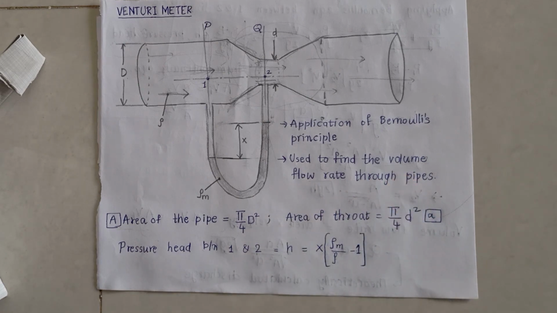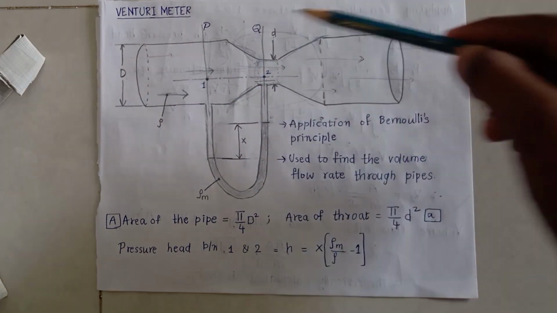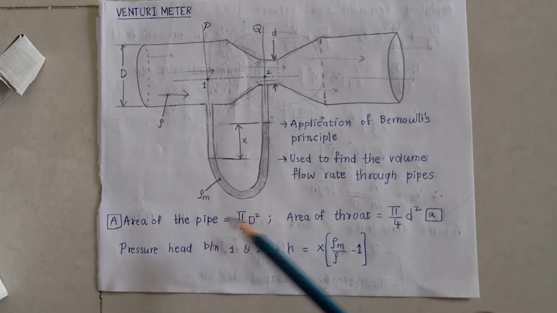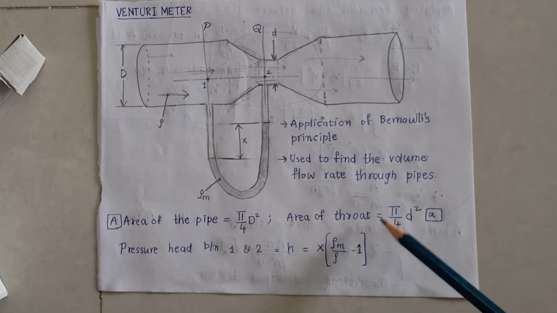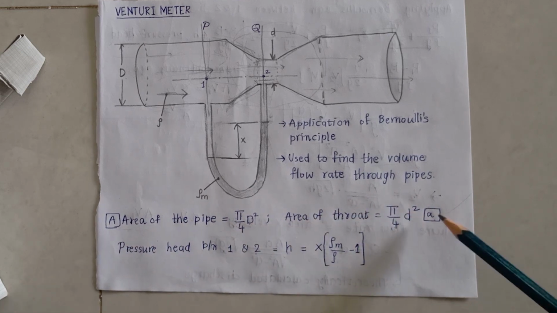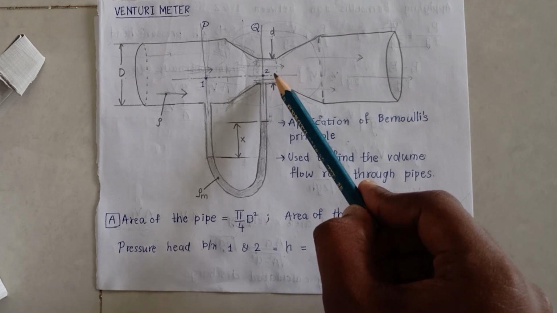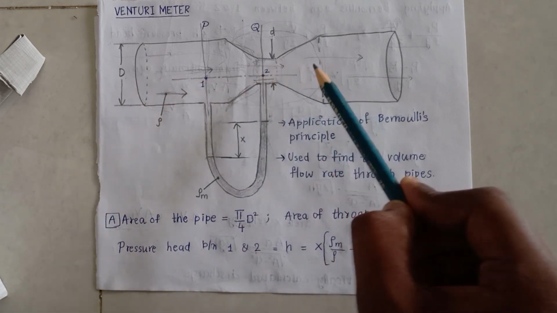Let's consider the diameter of the pipe to be capital D and the diameter of the throat to be small d. Then we have the area of the pipe equal to pi by 4 capital D square, which is capital A. Area of the throat is equal to pi by 4 small d square, which is small a. Let's consider 2 points, point 1 and point 2, on a horizontal line along the direction of fluid velocity.